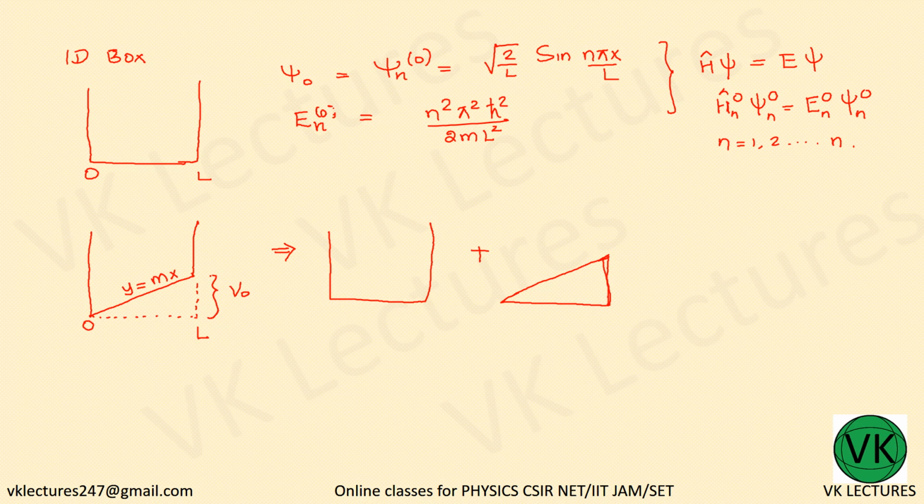So this is the unperturbed state. Let us represent it by H naught, and this is H dash. So our new Hamiltonian H will be equal to H naught plus H dash, or you can also represent it by H1, indicating the first order or something.